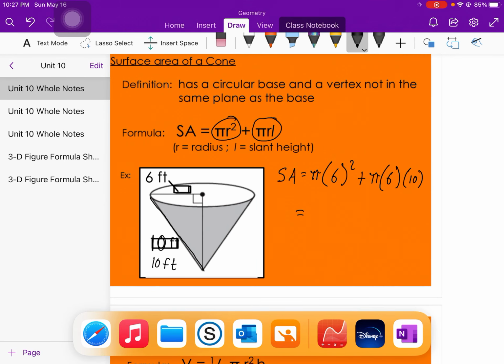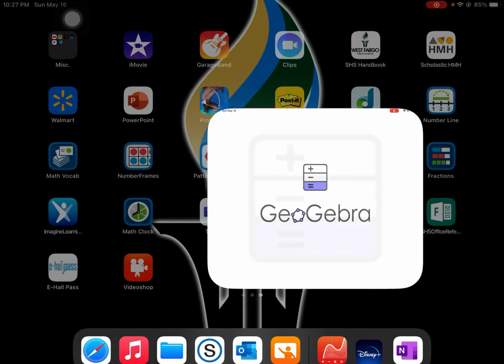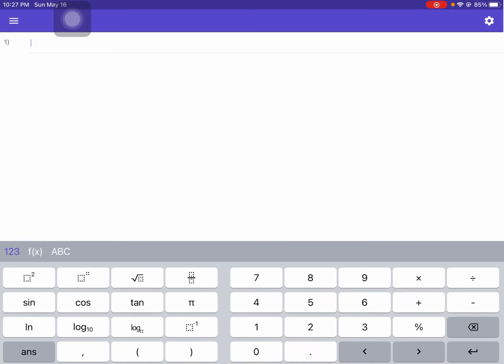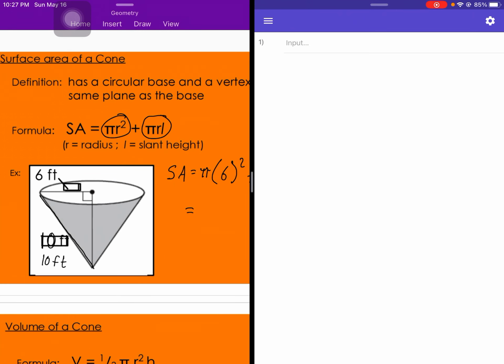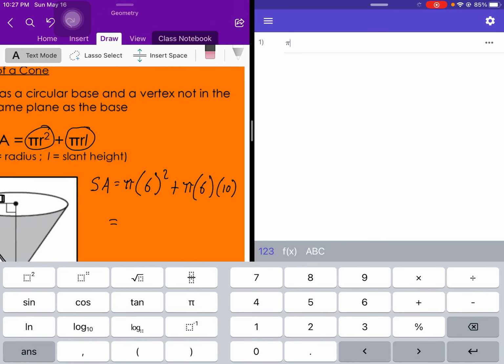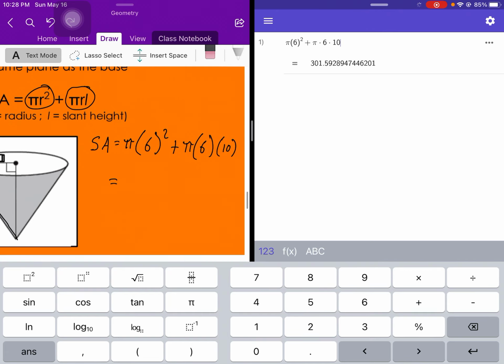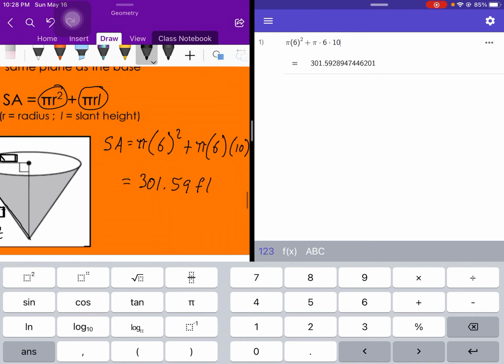So then we type this in our calculator. Actually, let me grab the other calculator. Okay, so we have pi, and it comes out to be 301.59, and this is going to be feet squared because we're talking about area.